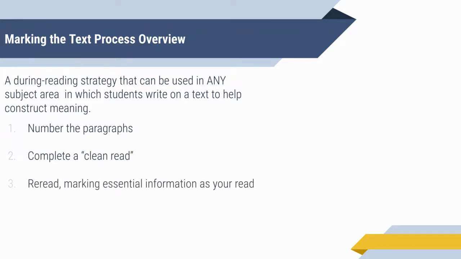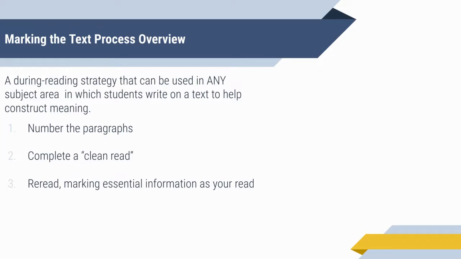Once paragraphs are numbered, students complete a clean read, meaning that they put their pencil down and read the entire passage without making any marks. The purpose of this step is to build familiarity with the overall structure and ideas of the text. Next, students reread the text, marking essential information as they go.